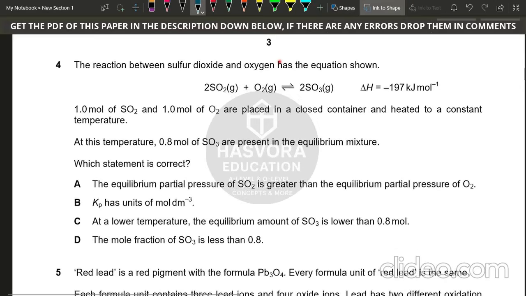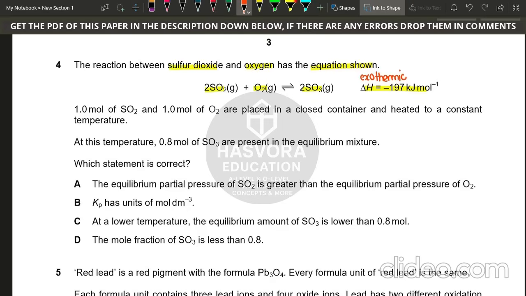Now question number 4 says that the reaction between sulfur dioxide and oxygen has the equation shown. You can see that 2 moles of SO2 are reacting with oxygen to form sulfur trioxide, and they have given you the delta H, which is negative. This actually means that this is an exothermic reaction. And you should remember that an exothermic reaction always favors the yield at a lower temperature.